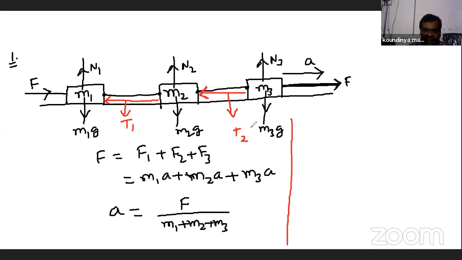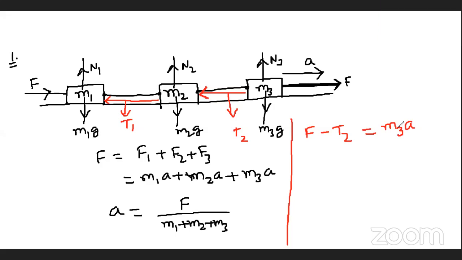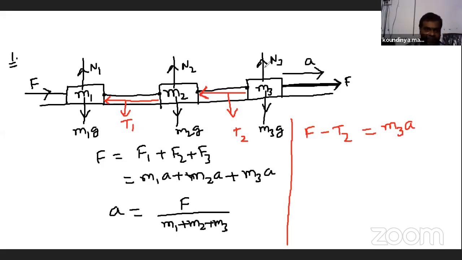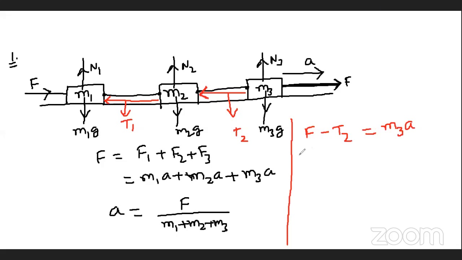You can see here, T2 I can write, just like in the previous example, yesterday's class: F minus T2 I can write as M3a, right? Yes, sir.